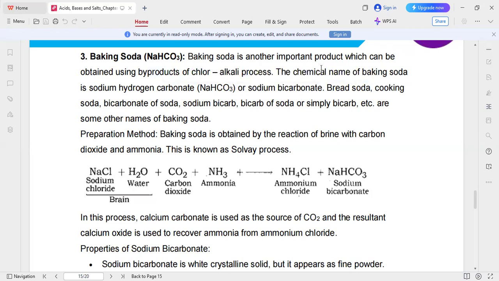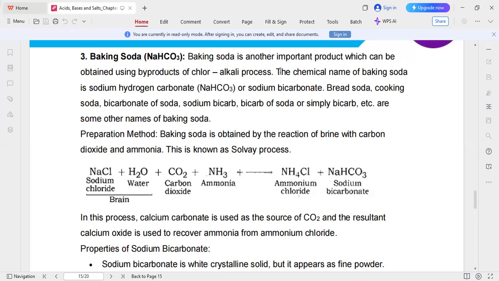Baking soda is another important product which can be obtained using byproduct of chloralkali process. Chloralkali process, children: when you do the electrolysis of NaCl plus H2O, this electrolysis is called the chloralkali process. In this process, what is produced, children? NaOH plus H2 plus Cl2.